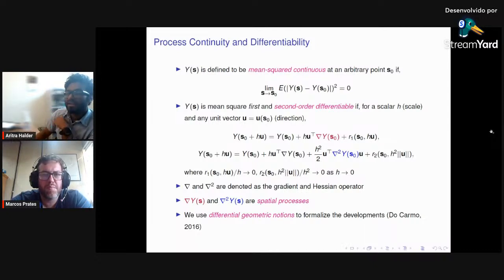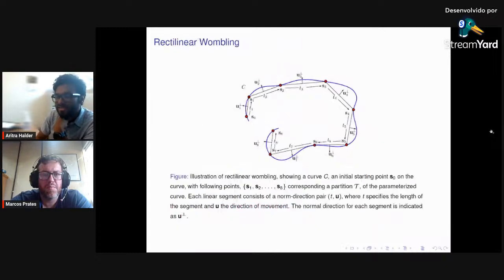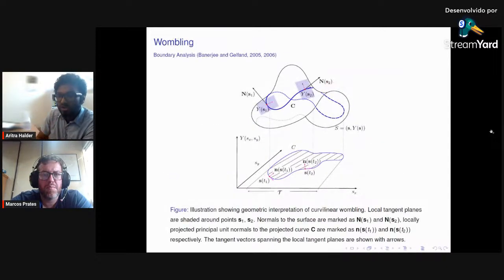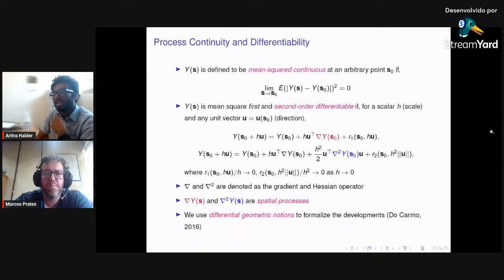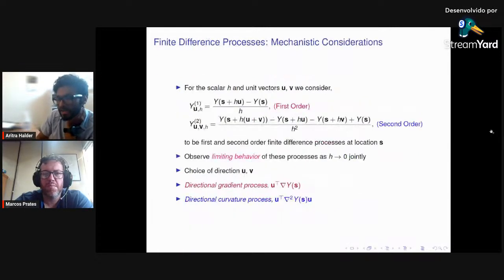Okay. And of course, when we are looking at these peaks, you can imagine that there's a lot of geometry involved. So we use very standard differential geometric notations to formalize developments. If you're interested, look at the paper. I will not get into too much detail about the differential geometry part of it.